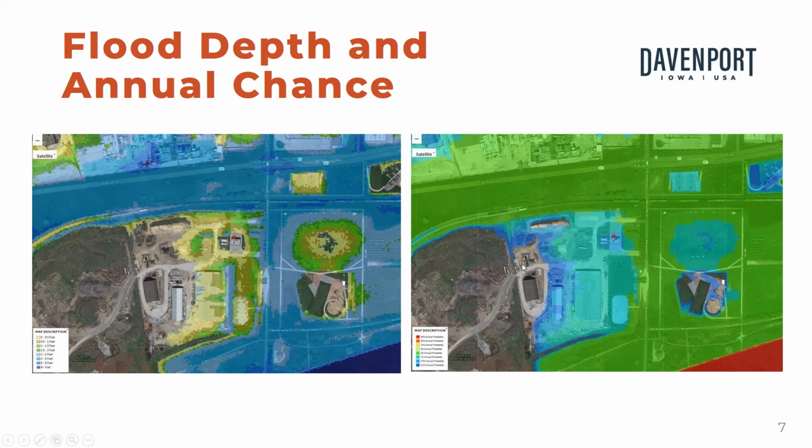On the right here is the annual chance gradient. So it shows you in different colors what annual probability that area has. So the red color down in the corner here is actually the Mississippi River that has a greater than 50% annual chance of flooding, obviously. And then you have green here that looks like a 2% annual probability, and then you have some 1%, and you go all the way up to 0.2%, which is the 500-year.